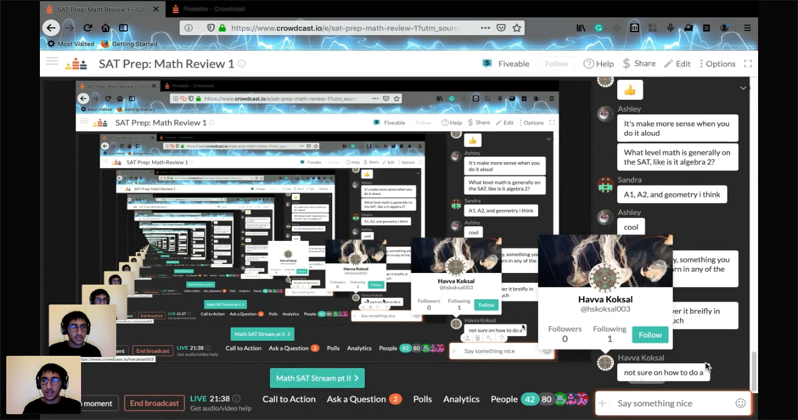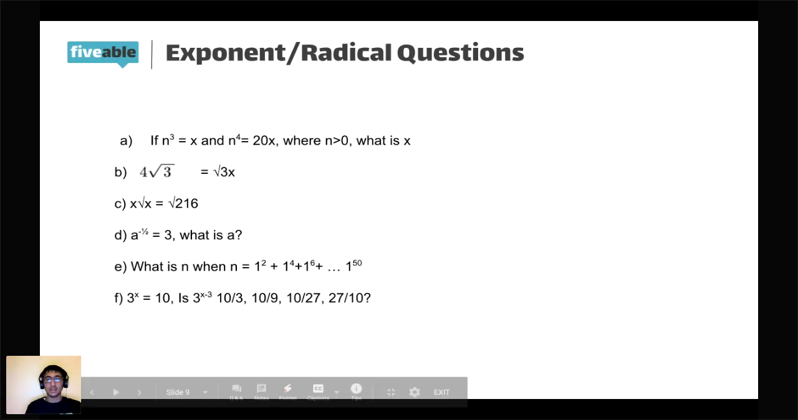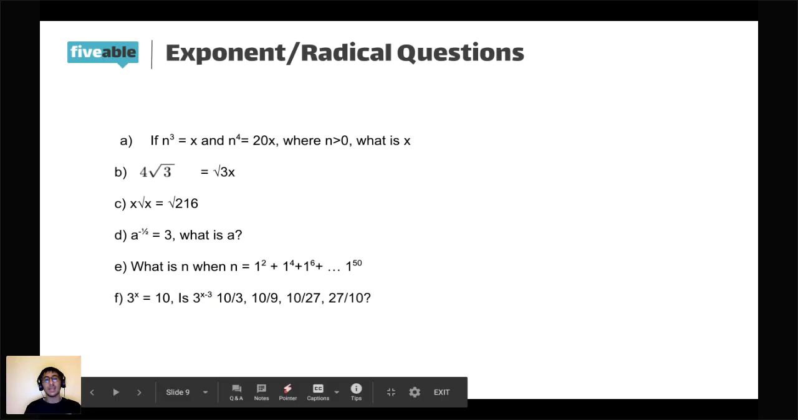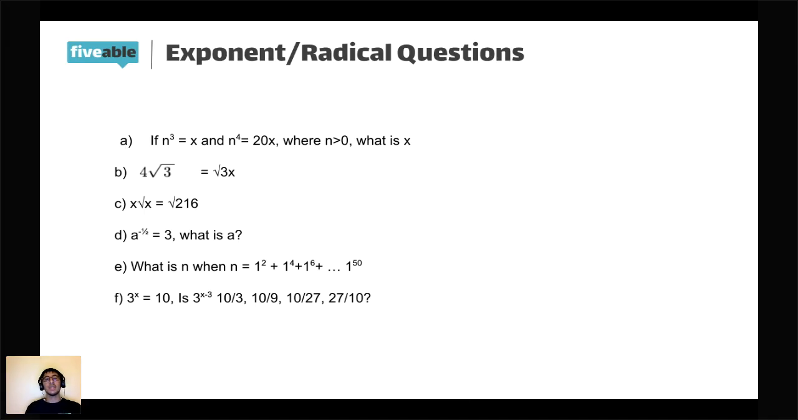Okay, not sure how to do A. All right, so A, okay, I'll just get started. A is not that difficult. So we know what n cubed is: n times n times n. So n to the fourth is n times n times n times n, correct?